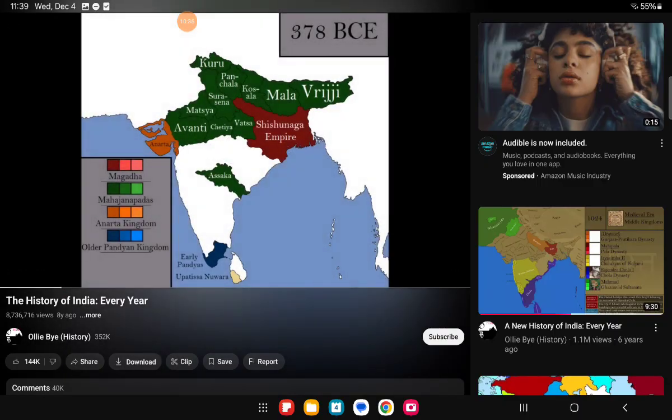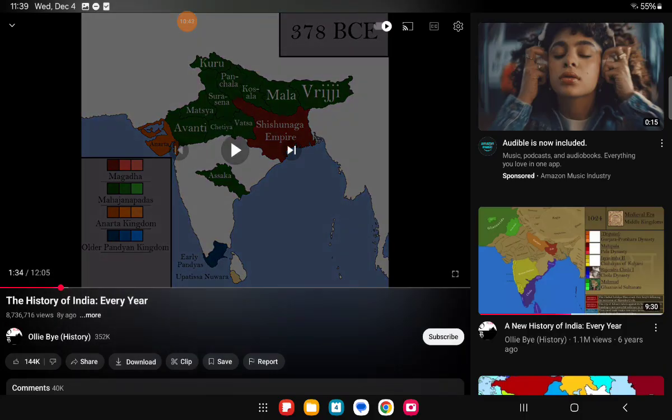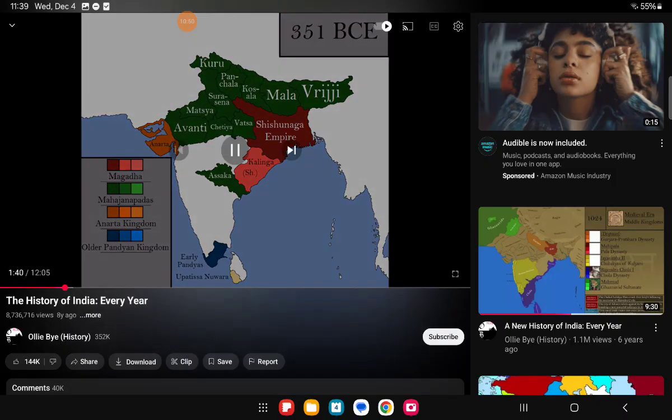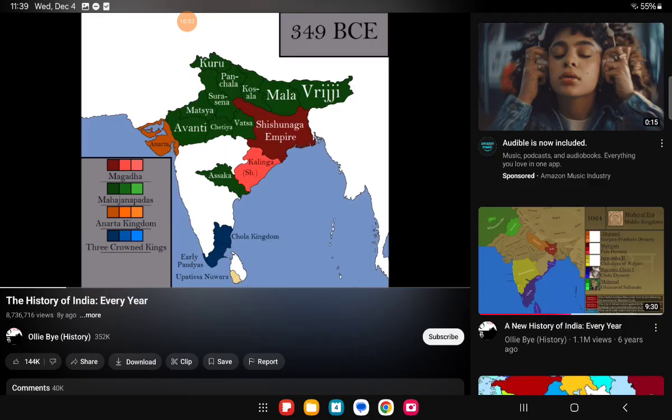And apparently the Shishunaga is now making a beeline northwest and just took a bunch of land from. Now Kalinga, which appears to be a Shishunaga vassal or client state, whatever it is, now here in this eastern coast. That seems to be around where Odisha is.